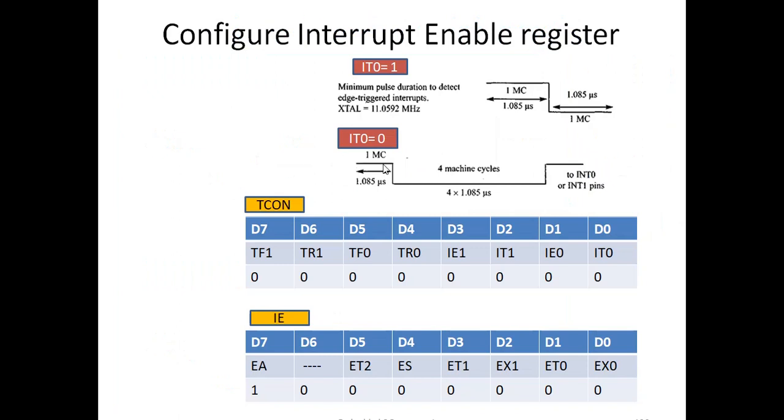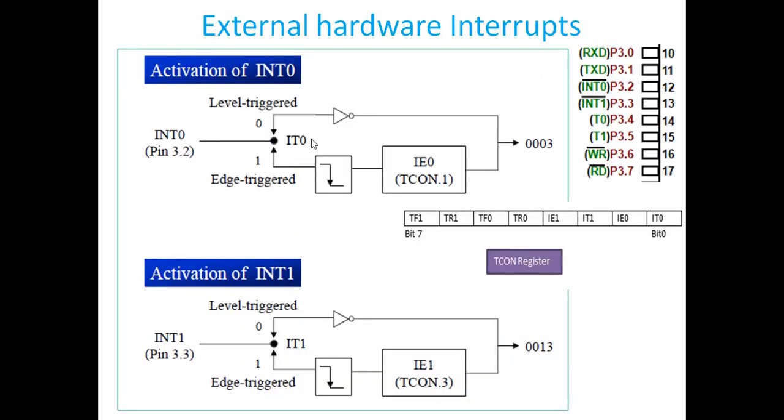For example, in case of level trigger, one machine cycle high, 4 machine cycle low, then only the pin 3.2 is recognized as the level trigger, and it is going to invoke the interrupt. Once it invokes the interrupt, it will directly go to the interrupt service routine program, and whatever you have written over there is going to be executed. For level trigger, this IE0 bit is not going to be set. Only for edge trigger, IE0 is 1, then the interrupt is invoked.